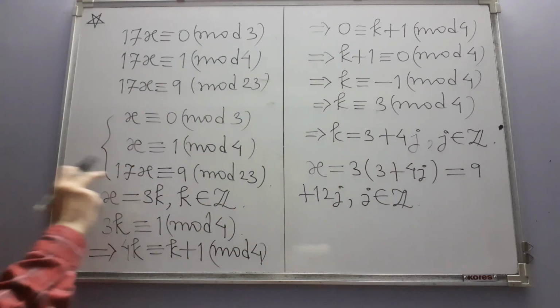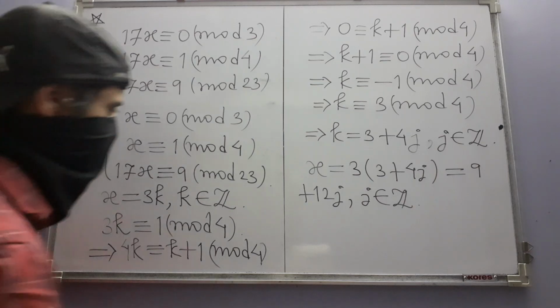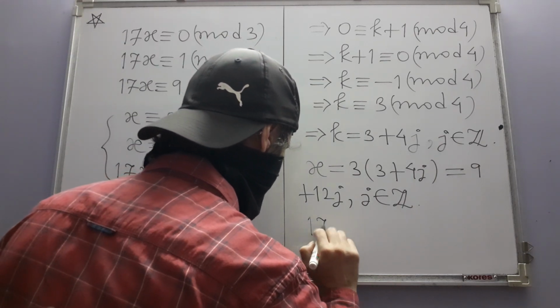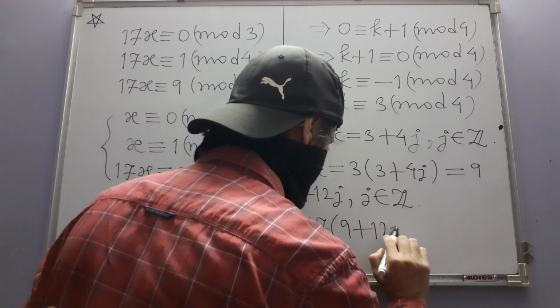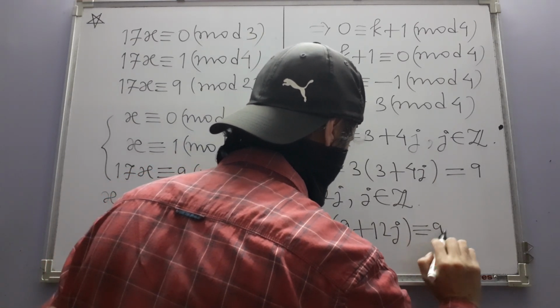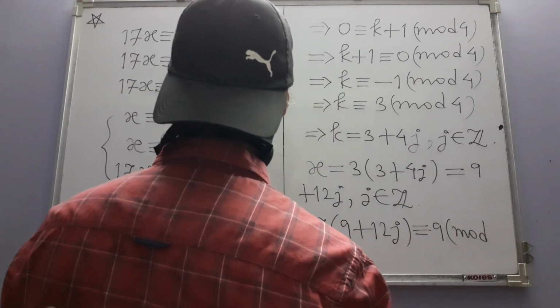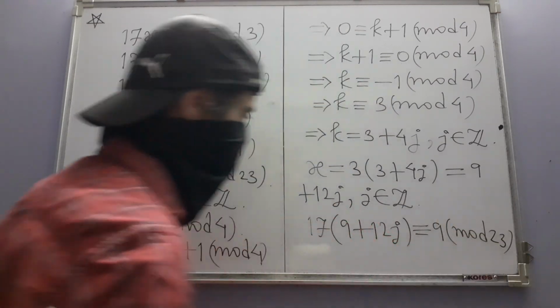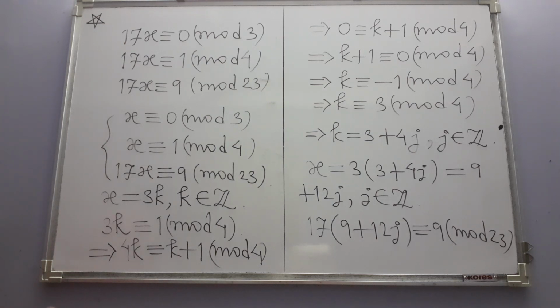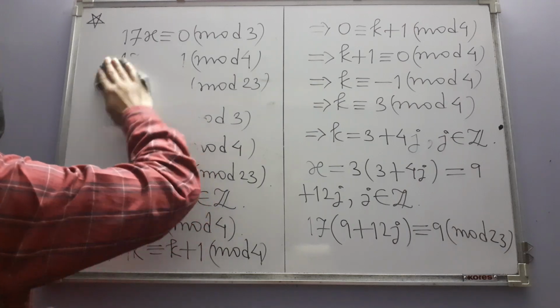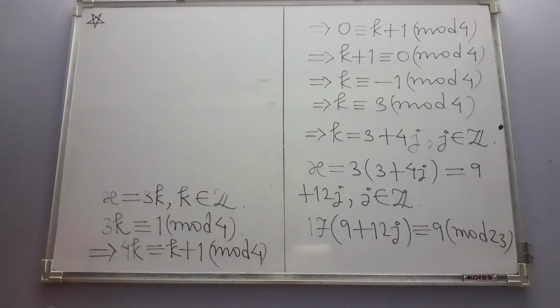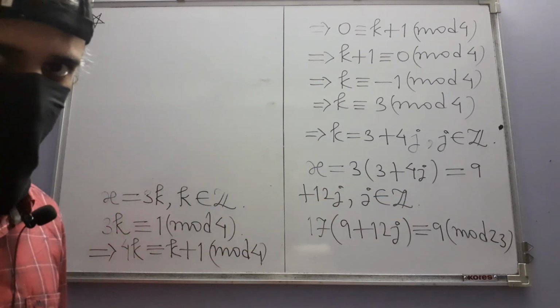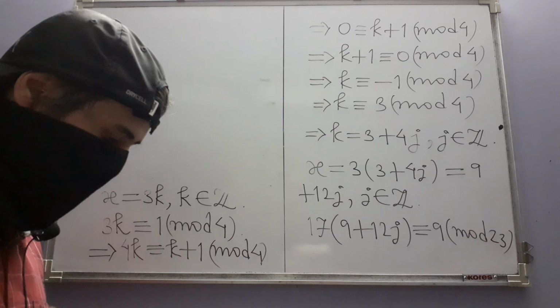And now you put that X here. Okay. Doing that, you are going to get 17 times, in the third congruence, 9 plus 12J congruent to 9 mod 23. This one is a little big, but it will also be simplified. It turns out that a direct multiplication and doing whatever needs to be done leads to this.